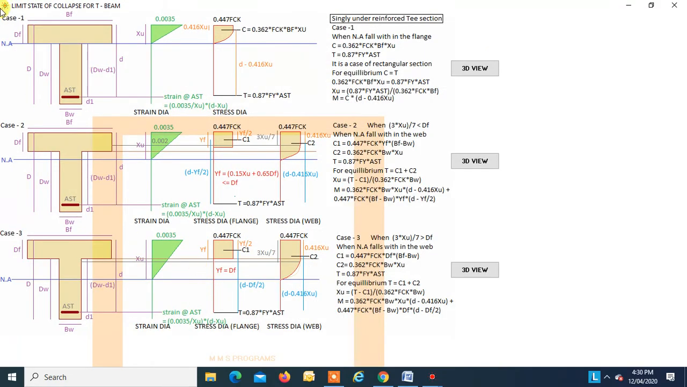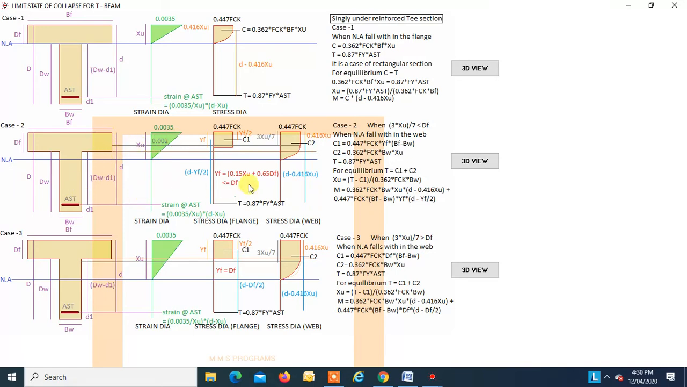Okay, we can have three cases in case of T beam. First case, when the neutral axis falls in the flange, then this is a simple case, and it represents a case of rectangular section because the concrete below the neutral axis is neglected. So this you can design as a rectangular section with width equal to BF. Second case, when the neutral axis falls in the web, but the strain point 0.002 falls in the flange.